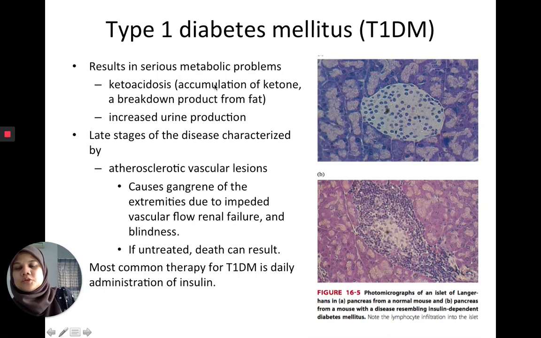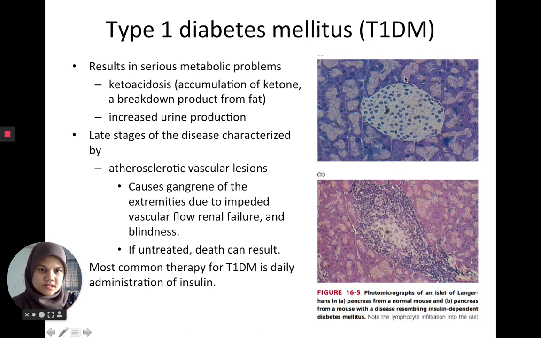So this can also result in serious metabolic problems like ketoacidosis, and one of the common symptoms for people with type 1 diabetes is increased urine production. In the late stages it can be quite worse. Atherosclerotic vascular lesions can occur, and gangrene in the extremities because you've got impeded blood flow, and renal failure, blindness, and death can also occur. So the therapy for type 1 diabetes mellitus is daily administration of insulin.